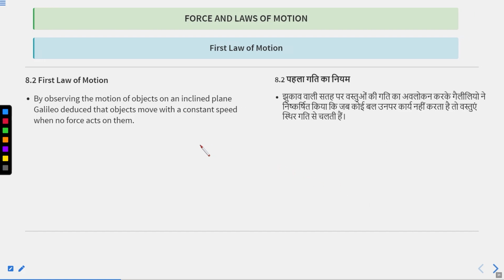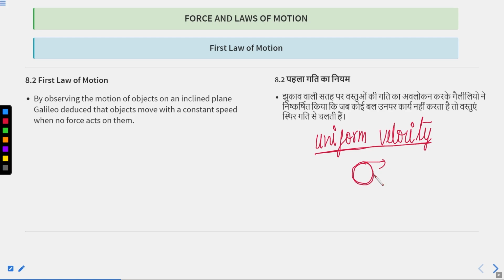Okay, so we have understood that if any object has uniform velocity, then that type of object can move continuously. It means if any object has net force equal to zero and that object is continuously moving, then it will never stop. That type of object never stops. By thinking about it, we have made the first law of motion.